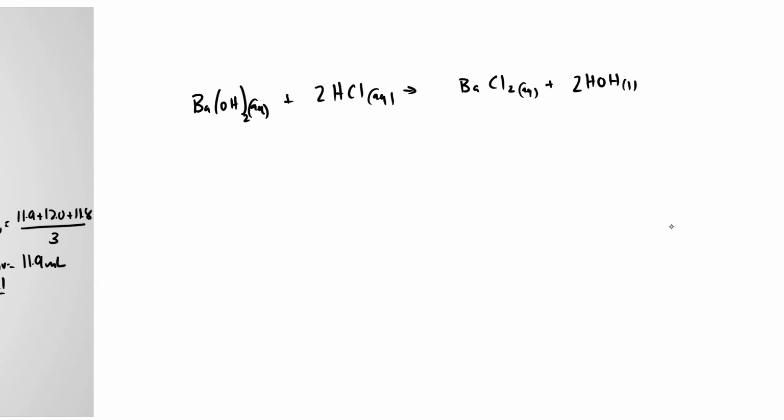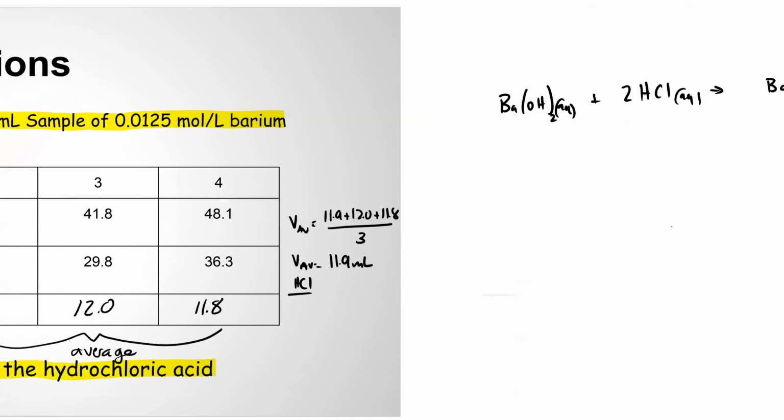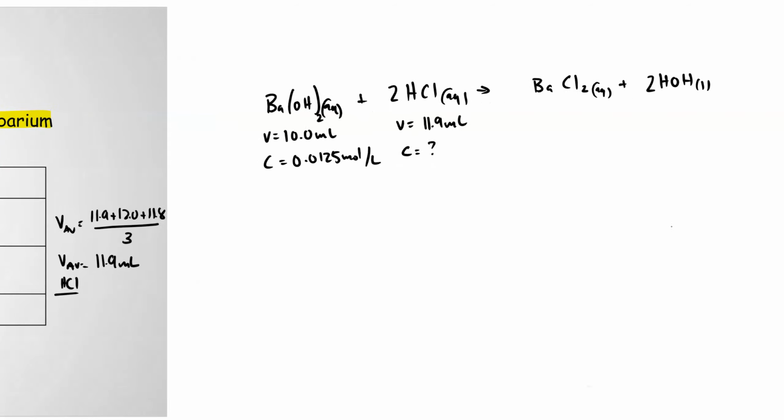Now, our given information, going back to the question, 10 milliliter sample of 0.0125 barium hydroxide. So volume is equal to 10.0 milliliters and concentration is equal to 0.0125 moles per liter. From our titration, we determine the volume of hydrochloric acid to actually be 11.9 milliliters, and we want to determine the concentration of hydrochloric acid. So there's our given and wanted information.